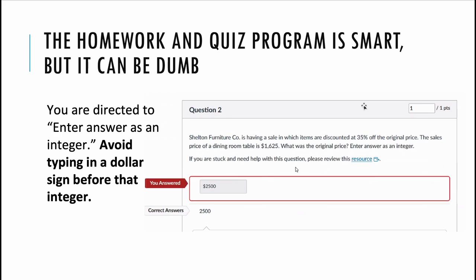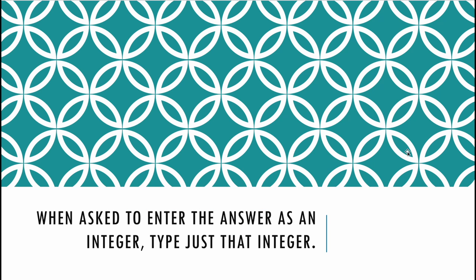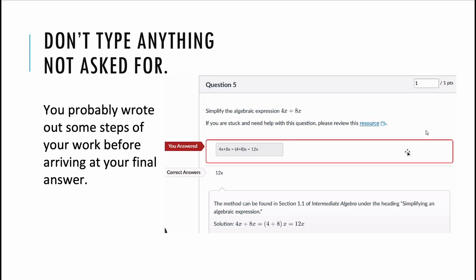If your answer is related to a dollar amount, you might be tempted to use a $ sign or whatever currency is indicated before the number. Please don't do that, because the program directs you to enter your answer as an integer. It's the last thing that is written as a part of the question, so that's where you can look for it. If the answer is $2,500, avoid typing in a $ sign before that integer. When asked to enter the answer as an integer, type just that integer, short and simple. Don't type anything that's not asked for.